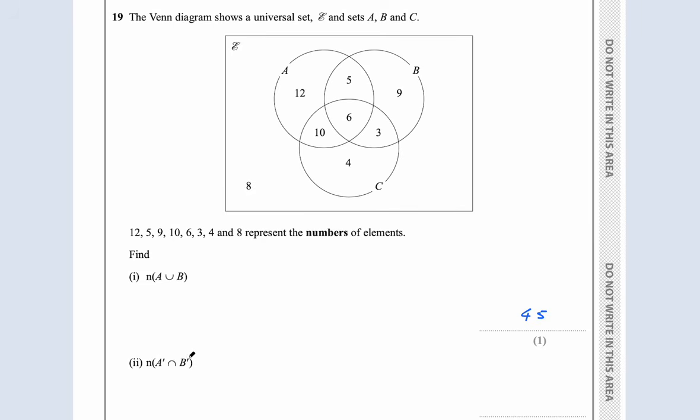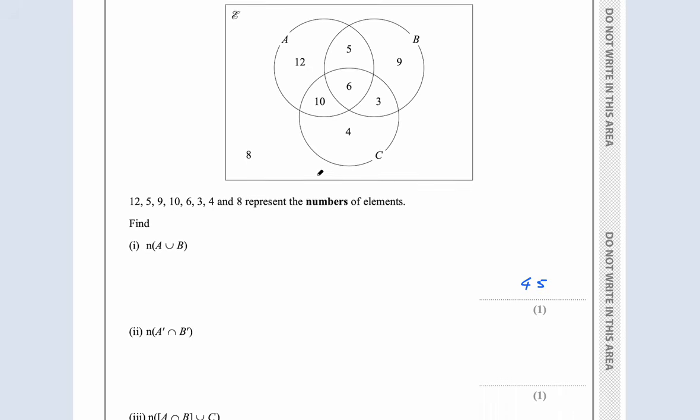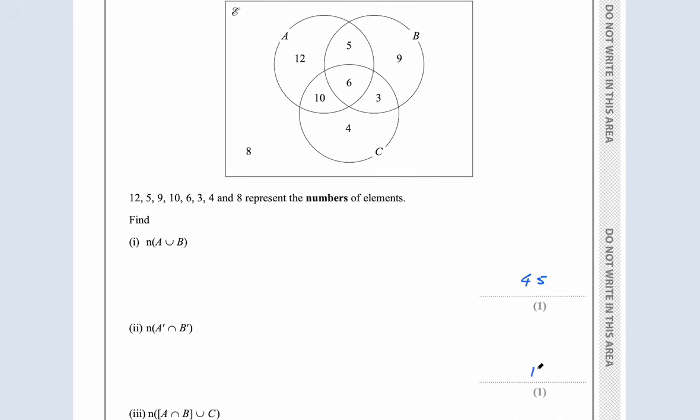Then not in A and not in B, right? So it has to be not in A, and it also has to be not in B. Well, there are only 2 numbers that are not in A and not in B, and it's this 4 and this 8. So it's both of them, so it's 12. There are 12 people that are not in A and not in B.